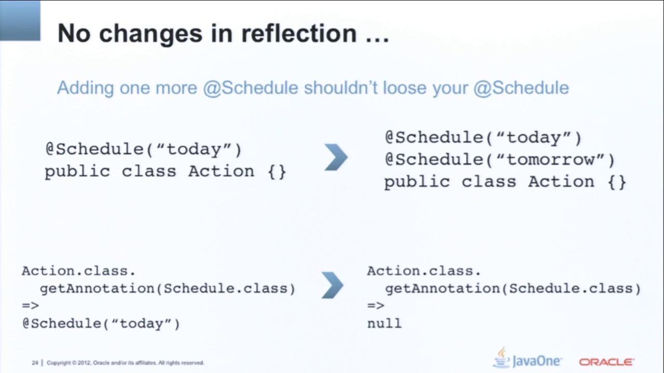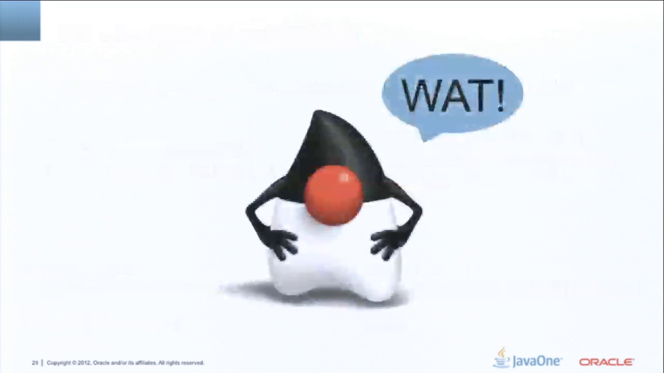Because it turns out that if we don't change reflection at all, adding one more schedule to your action, if you look at the annotations in reflection, you would lose them. And to that, Duke says, "What? This is not the way we want to do things."